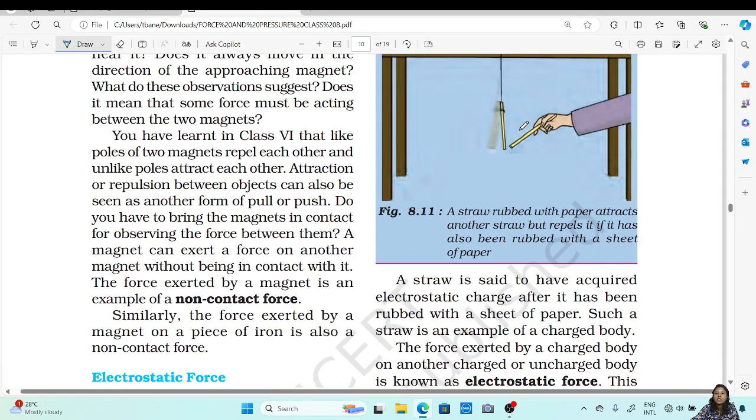So here now this was the charged body and this was uncharged. This you didn't rub onto a paper, right? So only this we rub. So this was the charged body. So what they are saying is the force that is exerted between a charged and an uncharged, or even for that matter another charged body, that force is known as the electrostatic force.